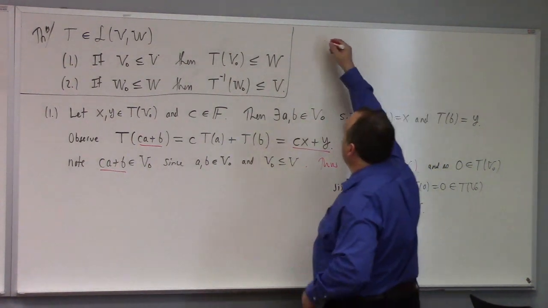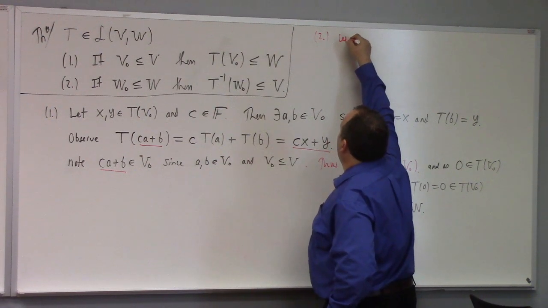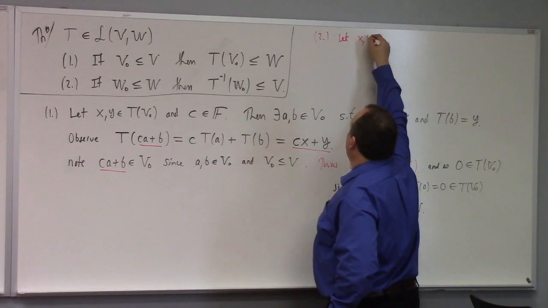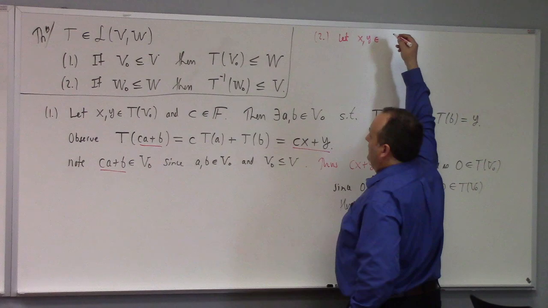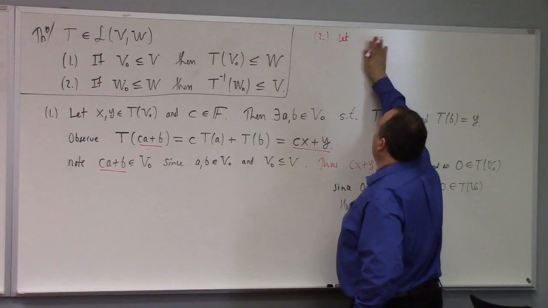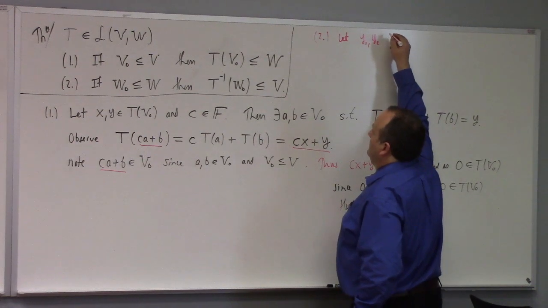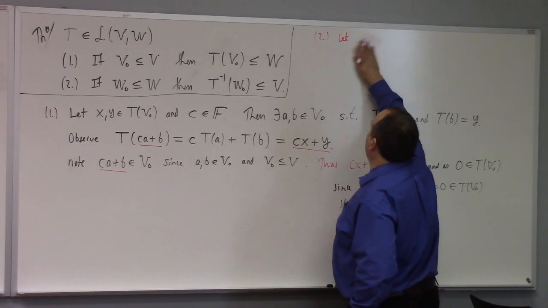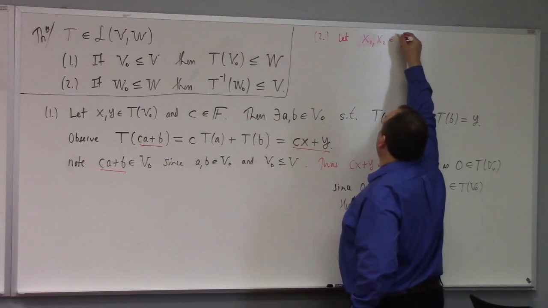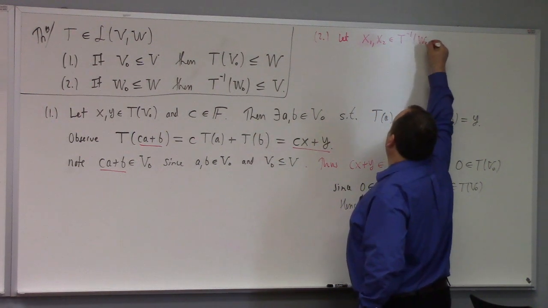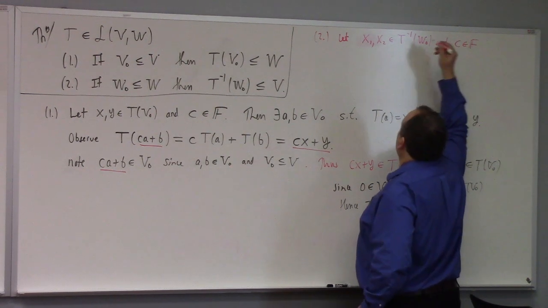For 2, I would let x and y be elements of, or I mean, you could do x1 and x2 if you want. Let me try a different notation for this one. Let's let x1 and x2 be in the inverse image of W naught and C be in the field. Then what do we do?